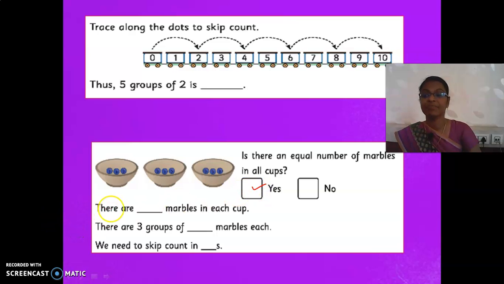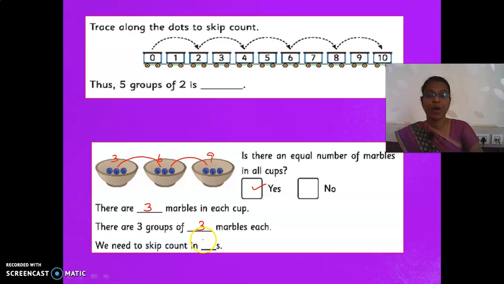All are similar. There are 3 marbles in each cup. Yes. So here you have 3, and here it is 6, and when you count it here you get 9. So here 3 groups, and in each group 3 objects are there. There are 3 groups of 3 marbles in each.